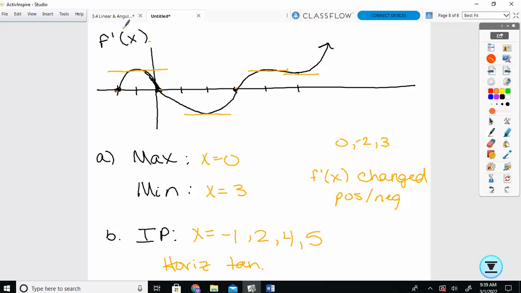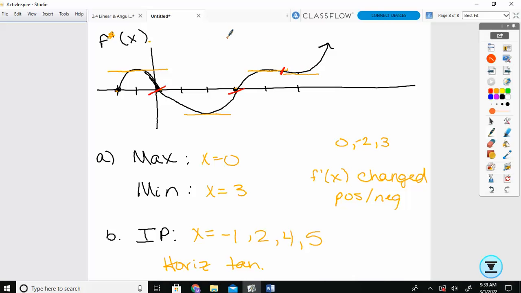If this were the original function, so pretend this isn't the derivative, could you tell me where your inflection points would be? Where the concavity changed. So that would be at 0, maybe 3, and 4.5. So you just have to think about which one you're looking at and what it tells you.